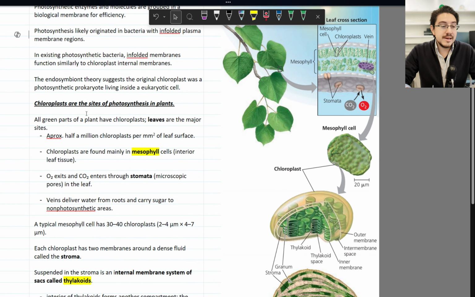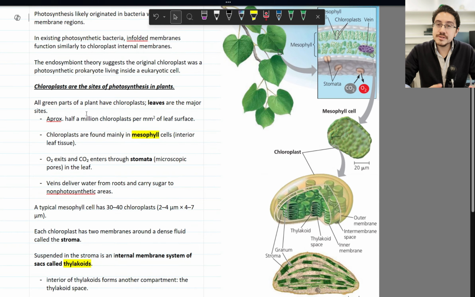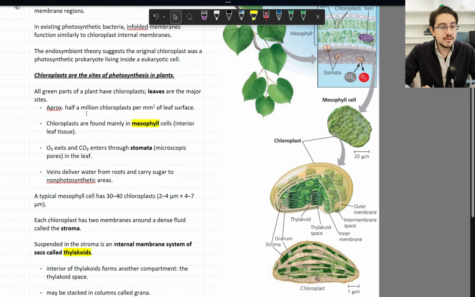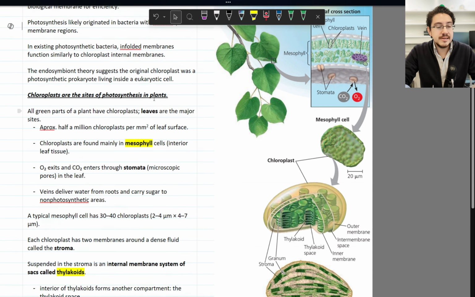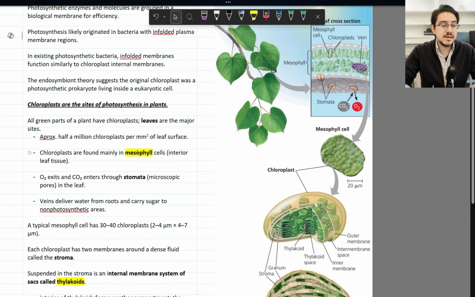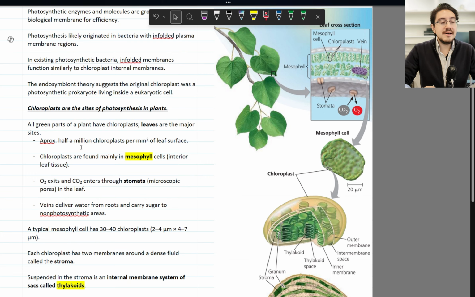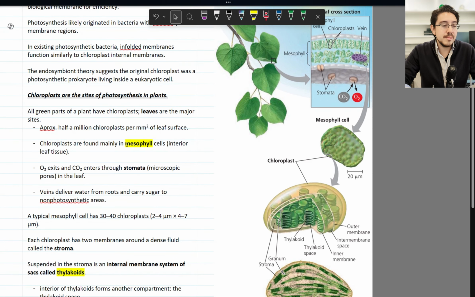Focusing now on chloroplasts. Chloroplasts are the sites of photosynthesis in plants. All green parts of a plant have chloroplasts, particularly the leaves, as we all observe in our daily life. They are the major sites of photosynthesis. There are approximately 500,000 chloroplasts per square millimeter of leaf surface.